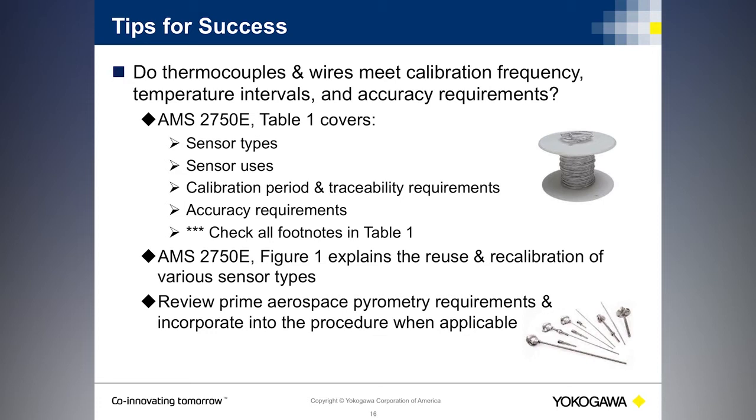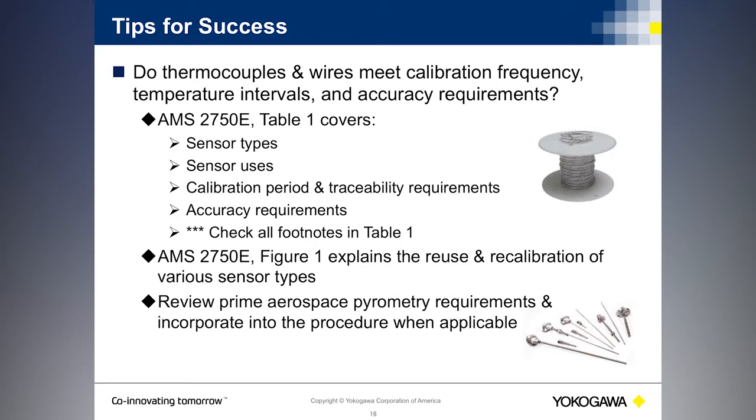One thing I always try to warn suppliers about with Nadcap, when you're dealing with the thermocouples, make sure that you're looking at a lot of the footnotes. You don't want to ignore the footnotes within the specifications under these tables, because they have information that needs to be utilized for procedure writing. 2750E was broken out with Figure 1, which explains the reuse and recalibration of various types of sensors. The new version, 2750E, added quite a few figures within the specification to help explain things a little bit further.